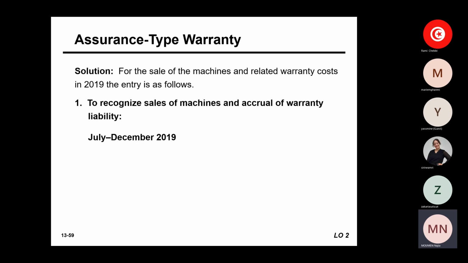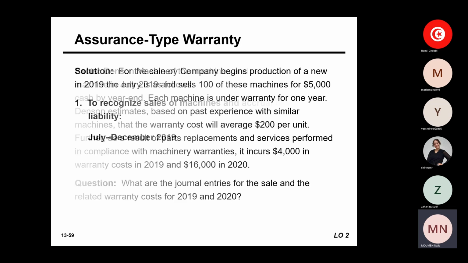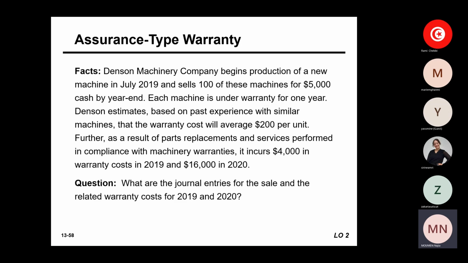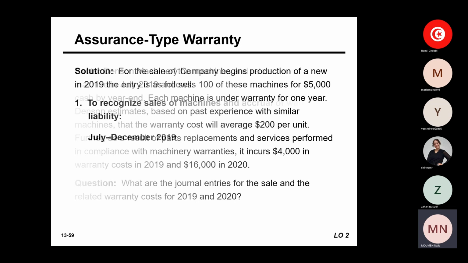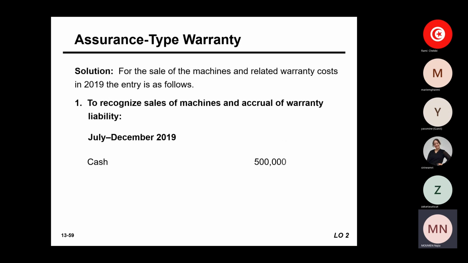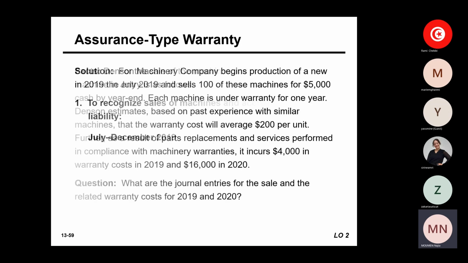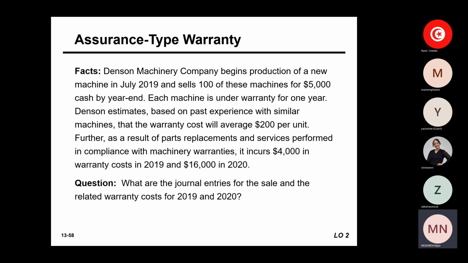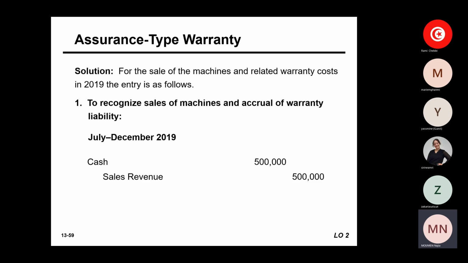So here we have what? We have sales of 100 of these machines for 5,000, and we have experience that the warranty cost will average 200 per unit. So July to December 31, we have what? We have debit cash. That's of course the sales revenue. So again 5,000 times the 100, and that's of course sales revenue of 500,000.